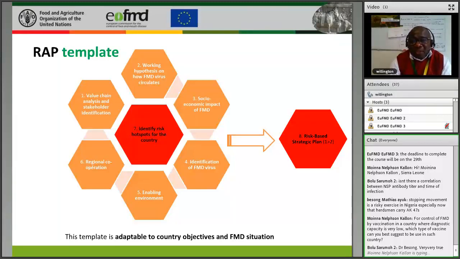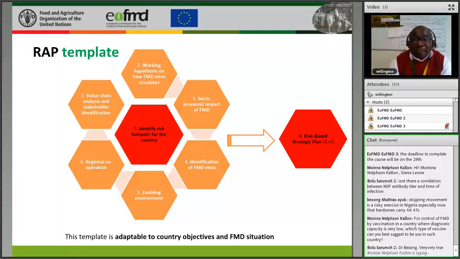Because the objective is to be able to reduce the risk of foot and mouth disease in a progressive manner, and to manage resources efficiently. So, if the country is able to identify the risk hotspots, they will be able to know how to allocate resources where the problem has the highest impact.